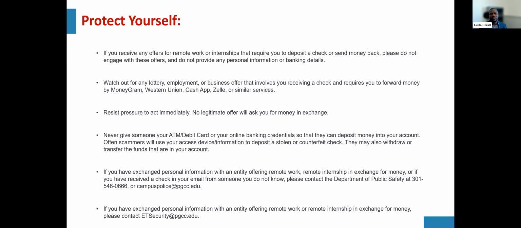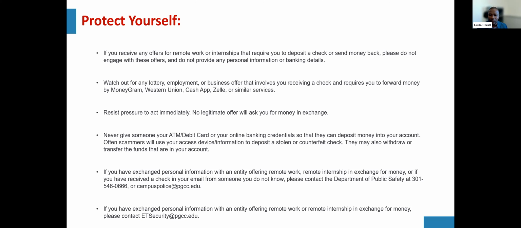And again, protect yourself. If you receive any offer from remote work, or from any work of any nature, asking you to deposit a check or send money back to them, do not engage. Watch out for any lottery, employment, or business offers asking you to send money back through MoneyGram, Zelle, or Western Union. Do not do it. Resist pressure, because pressure is the key element for scamming. So resist pressure.